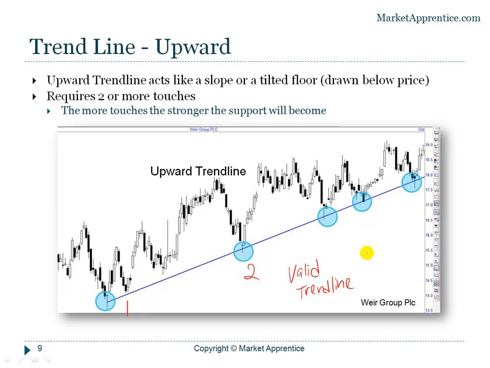Hence, we wait for the third pullback. We wait for the pullback before the third touch, and we take it long from here. On this occasion, price pulled back for the fourth touch. Here, this trend line is still valid, and we take another long. And this is the fifth touch, and another long.